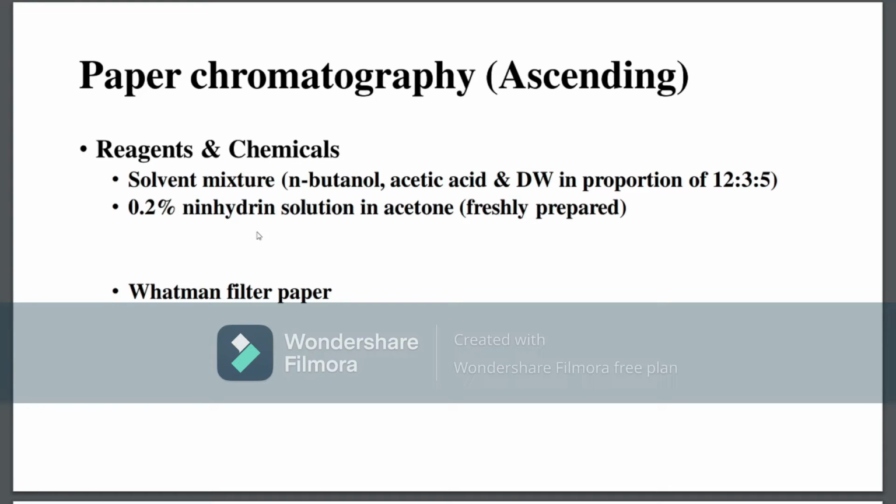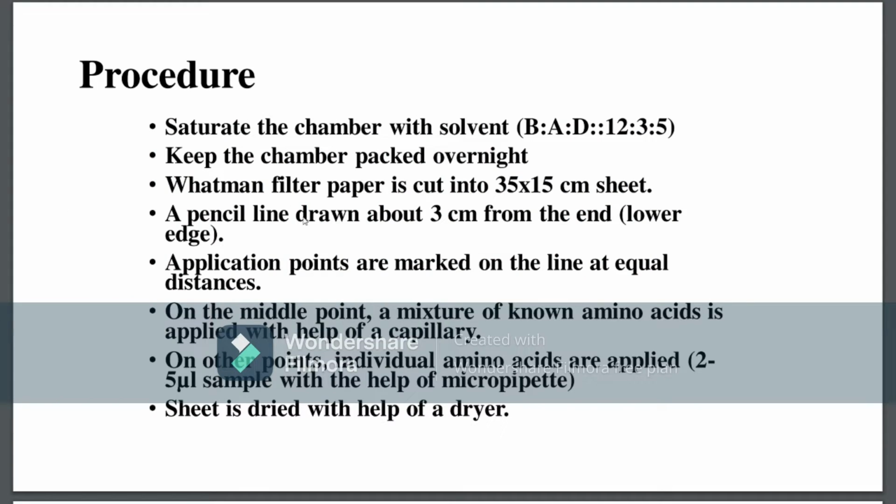Now what are the reagents and chemicals that are used in this? So I am explaining the procedure with the help of this ascending chromatography. So in this, solvent mixture is N-butanol, acetic acid and distilled water in the proportion of 12:3:5. 0.2% ninhydrin solution in acetone is freshly prepared, and also we need the Whatman filter paper. Now the procedure: saturate the chamber with the solvent, that is butanol, acetic acid and distilled water in the ratio 12:3:5. Keep the chamber packed overnight.